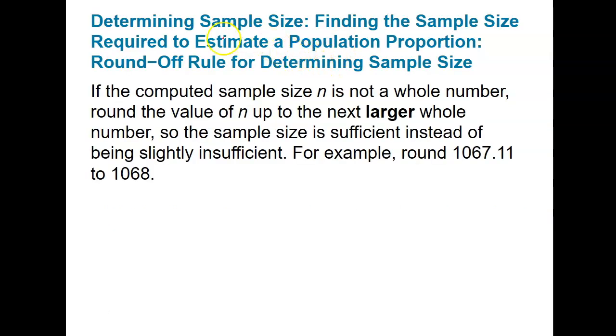Okay, so when we do sample size problems, we always have to round up to the next largest whole number. So even if you have something like 1067.11, that looks like it would round down, but for sample size, it always rounds up. Because if our calculation says we need this as our sample size and we round down, then we are not going to be able to maintain the level of accuracy and confidence that we need in our problem. We're always going to round up to the next largest whole number.